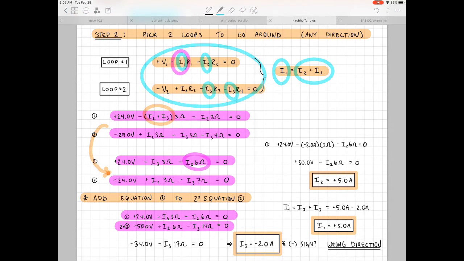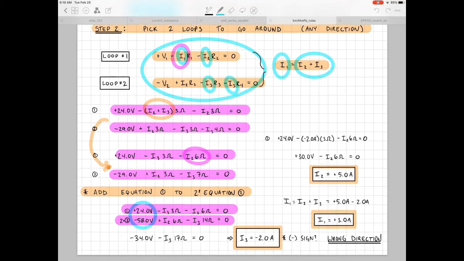And so it should be apparent that if I add these two expressions together, I'm adding those two terms together. That's going to give me minus 34 volts. I'm going to add I2 6 ohms and minus I2 6 ohms together. Well, that's going to give me 0. And then I'm going to add I3 3 ohms and I3 14 ohms. So that gives me minus I3 17 ohms.